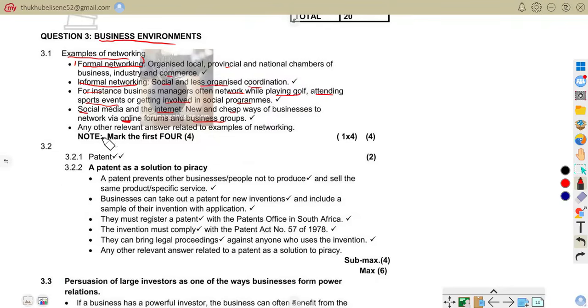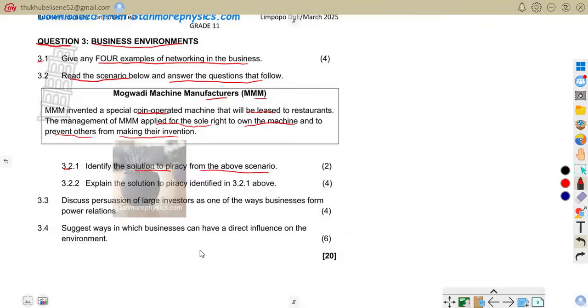So the answer for 3.2.1 is a patent, a patent as a solution to piracy. We know that this prevents others from producing or selling the same product. So a patent gives the inventor exclusive rights to the product. Now let us move on to 3.2.2: Explain the solution to piracy identified in 3.2.1.